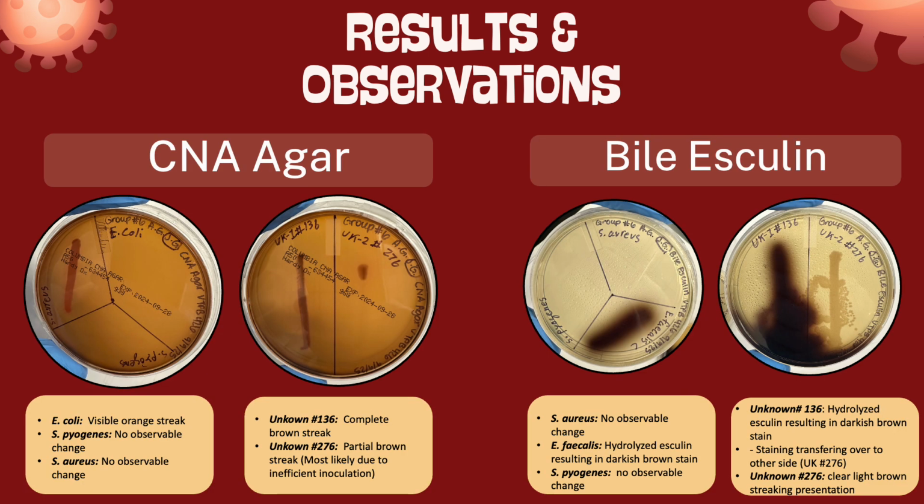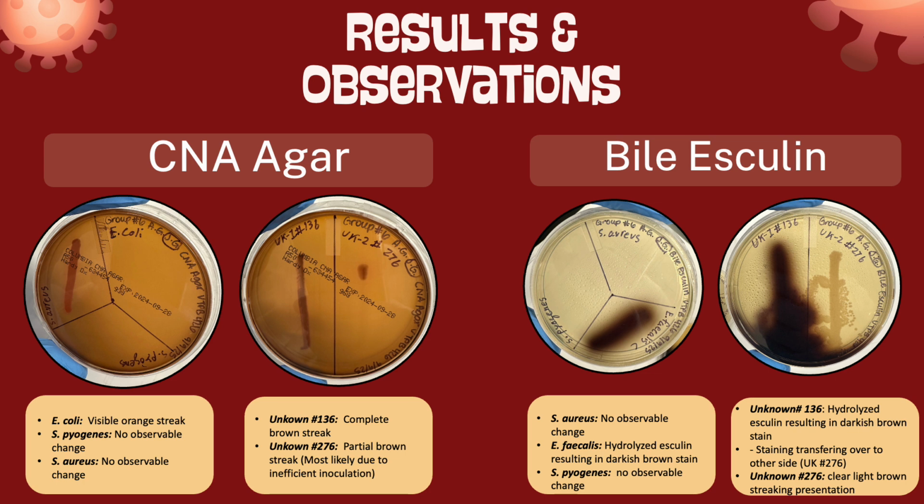So for testing with CNA agar, we had a total of 5. Starting off with E. coli, there was a visible orange streak, and for S. pyogenes and S. aureus, there was no observable change. However, for unknown 136 and unknown 276, there was. The only difference was that for 136, there was a complete brown streak, and as for unknown 276, there was only a partial brown streak, and this was most likely due to an inefficient inoculation.